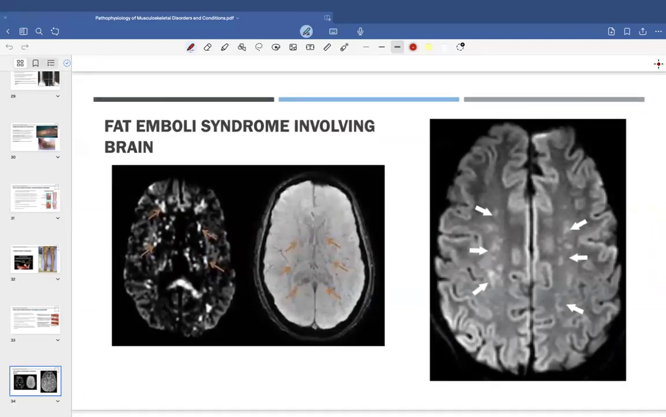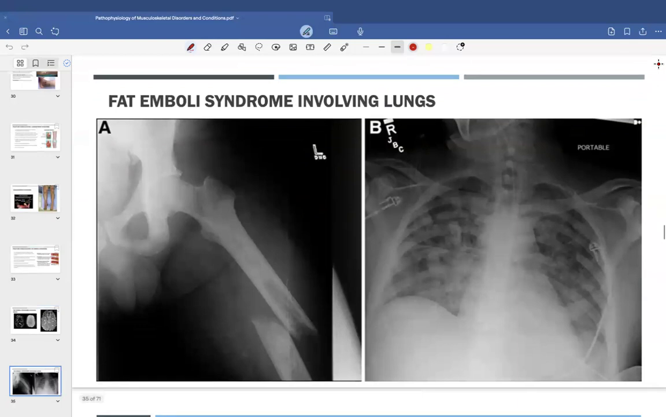Just a couple pictures, which I thought were fascinating. These show fat emboli in the brain. It looks like it's peppered. These are all just fat emboli that cause strokes. This one involved the lung, and this was from a femur fracture. It looks like this patient has almost like ARDS, but it's essentially all pulmonary infarctions from fat emboli.